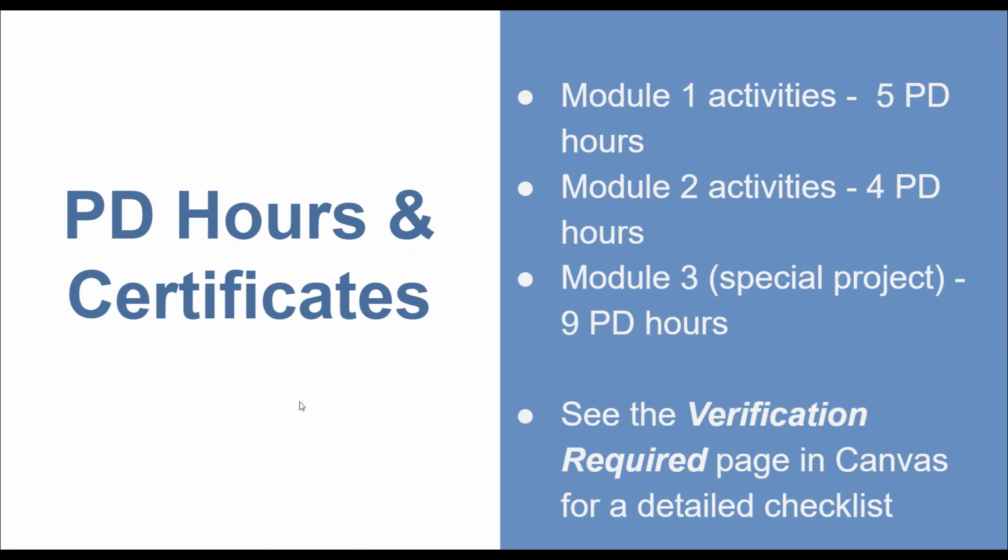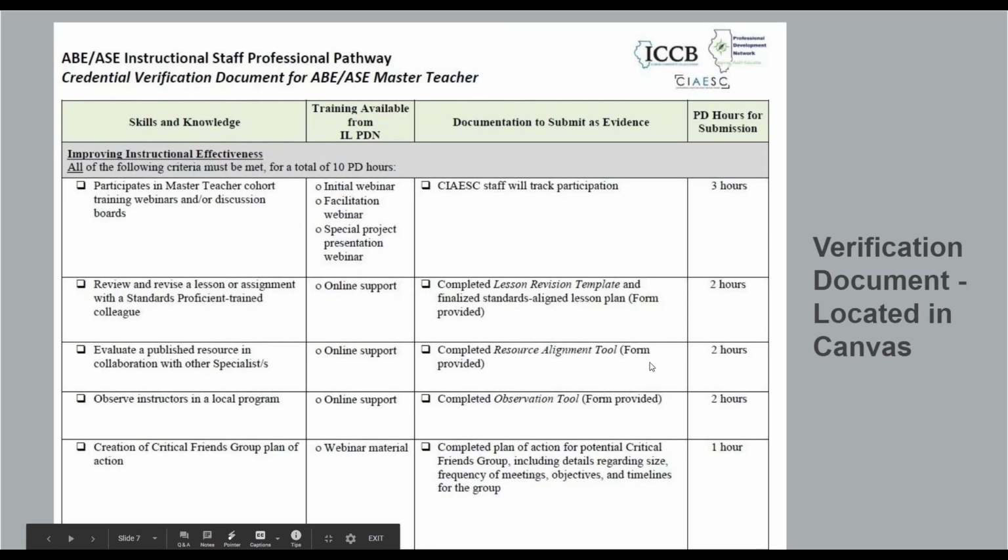So I do just want to tell you too, if you're thinking, okay, there's a lot going on. You keep talking about all these activities and all these PD hours. There is a chart located in Canvas, and there at the bottom where it says the verification required page, if you go to Canvas and click the verification required page, you're going to see a chart. It's a PDF document that you can print or save, and then you can actually use it as a checklist if that helps you.